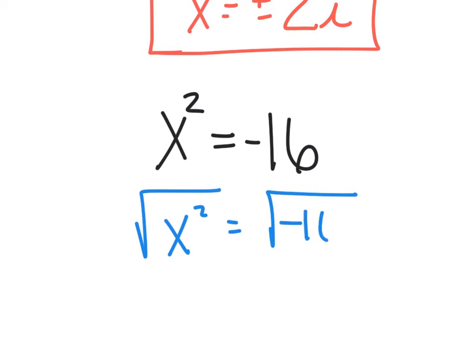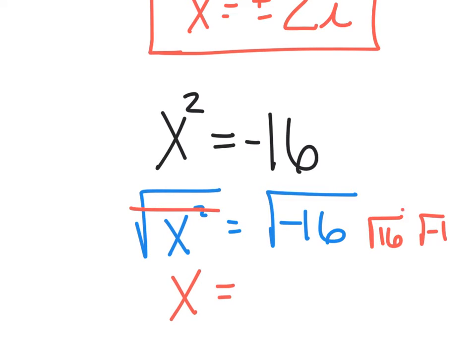I get those to cancel. There's my x. This is really the square root of 16 times the square root of negative 1. So that becomes a 4, and the square root of negative 1, remember, is the imaginary number i.